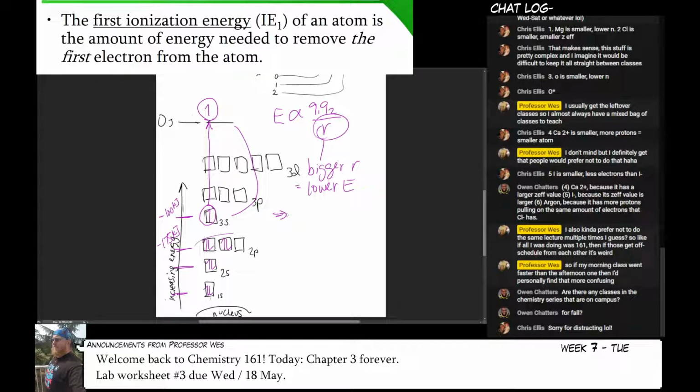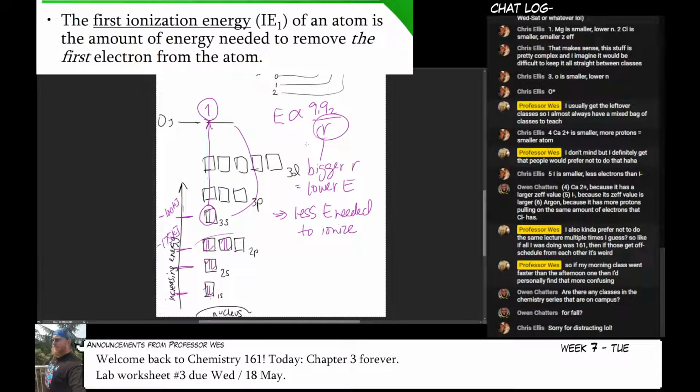If R is bigger, in other words, the electron is farther away from the nucleus, there's a lower energy holding it in place. So, less energy needed to ionize. That checks out, right? If my electron was way up here and I only had to move it this far, that's less energy, right? So, that's straightforward enough.